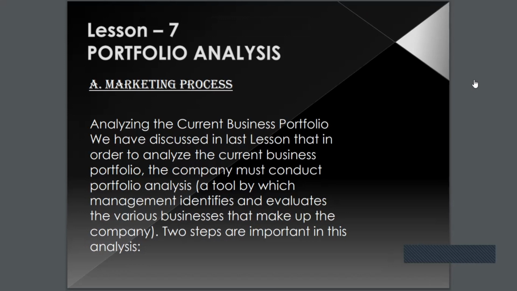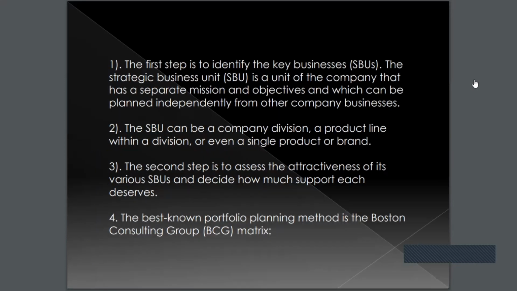Two steps are important in this analysis. First step is to identify the key business. The strategic business unit is a unit of the company that has a separate mission and objective and which can be planned independently from other company business. The SBU can be a company division, a product line within a division, or even a single product or brand.